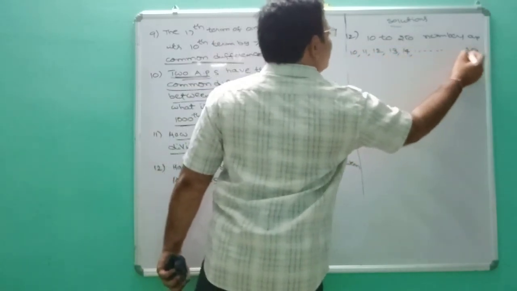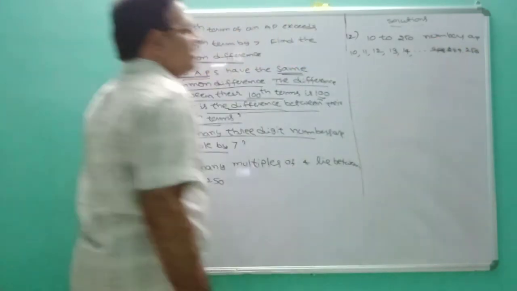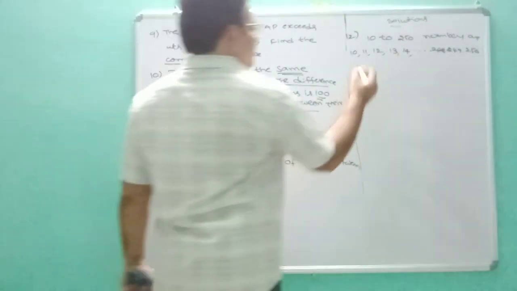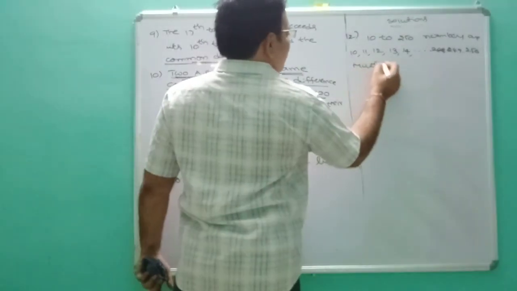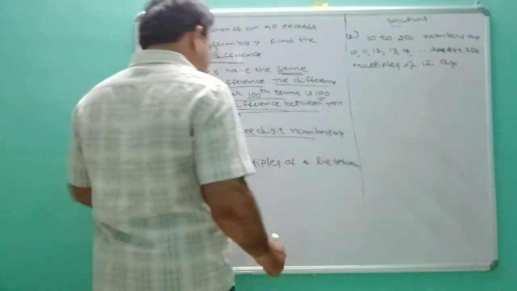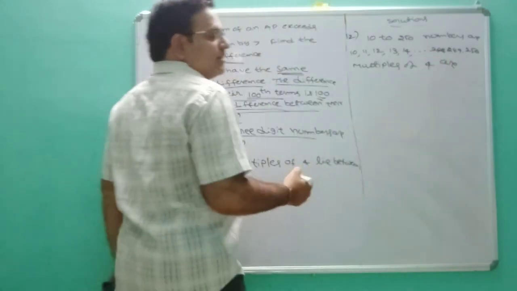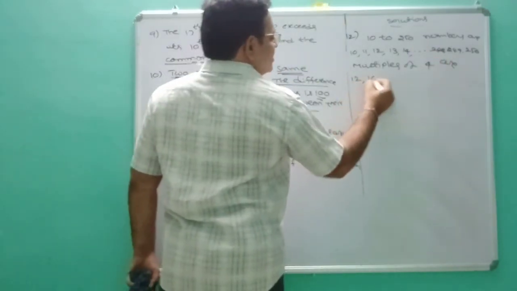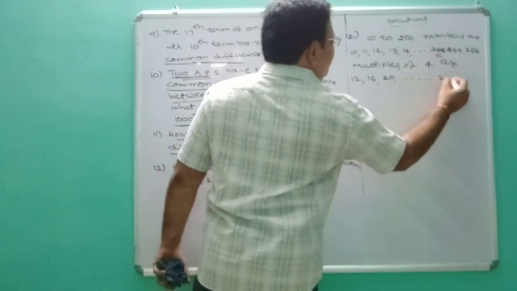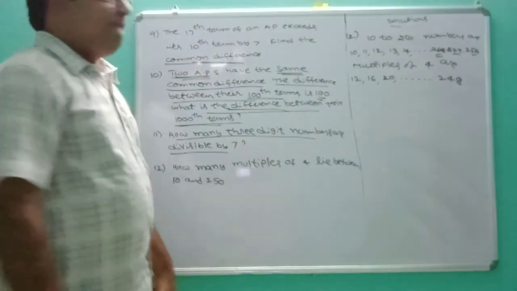The last will be 250, 249, 248. In this order, the question is how many multiples of 4? What are they? 12, 16, 20, and so on. The last will be 248. 249 and 250 are not multiples of 4.